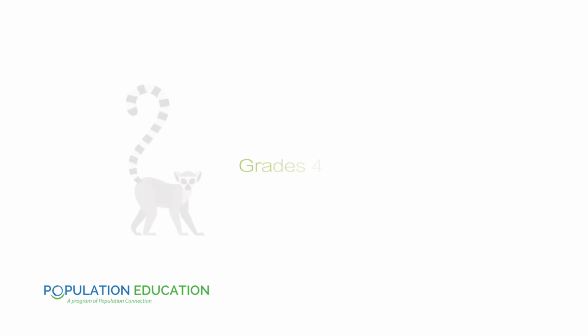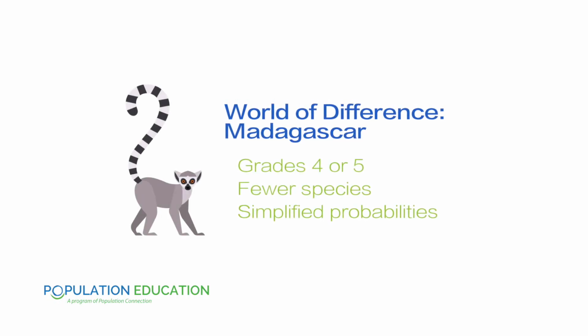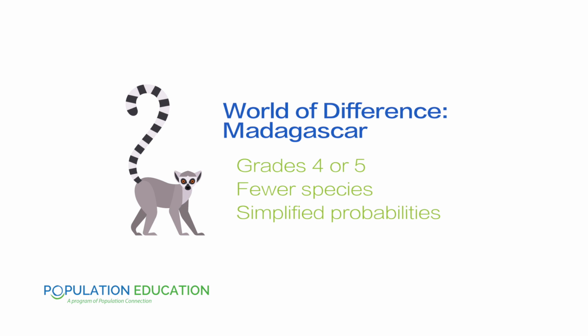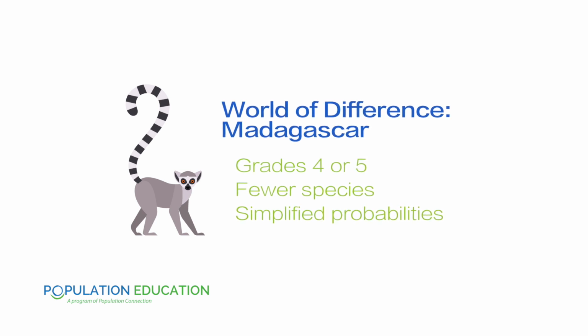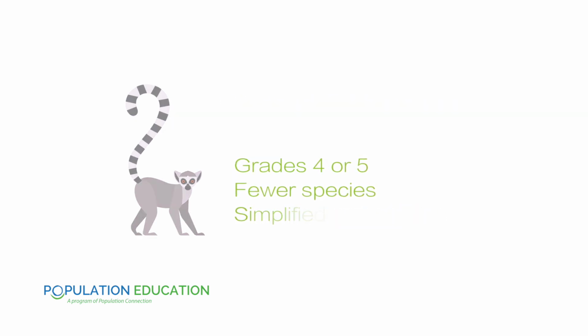If you're teaching in an NGSS state, you might also challenge the students to evaluate this simulation as a model and consider in what ways it served as a strong model and in what ways it was limited. So this lesson is World of Difference and is written, again, for middle school grades. If you're interested in this lesson, but teaching grades 4 or 5, I'd recommend you check out our lesson, World of Difference, Madagascar. It's a similar setup, but there are fewer species, simplified probabilities, and it's more aligned with elementary content and skill levels. And that's all, folks.